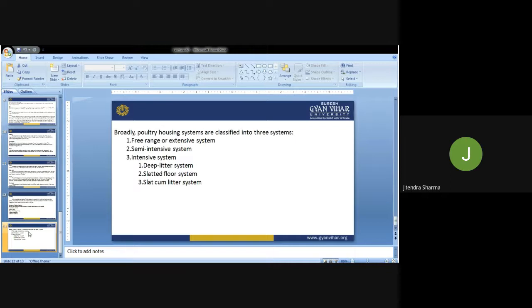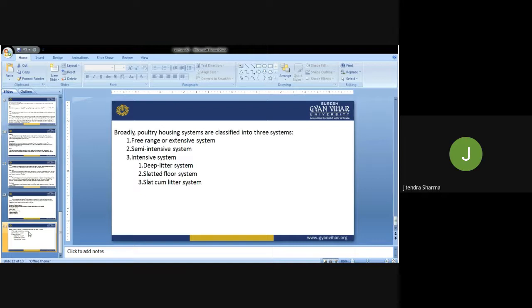Now the semi-intensive system. Here we have an open area, as in backyard poultry. We see this kind of arrangement in our country, where people keep birds for domestic use only. They are not selling the eggs, the chicks, or the birds for meat, but keeping the birds for their family consumption. In that case, they keep the birds in a box, then allow them to roam for the entire day, and give them a little bit of feed in the morning or evening.